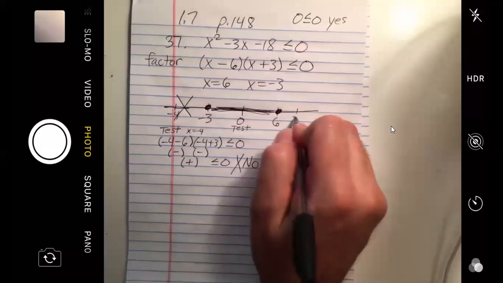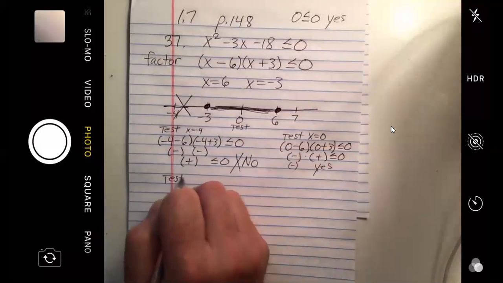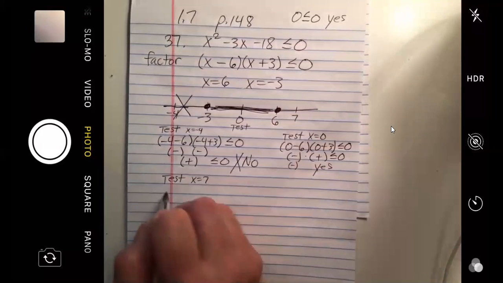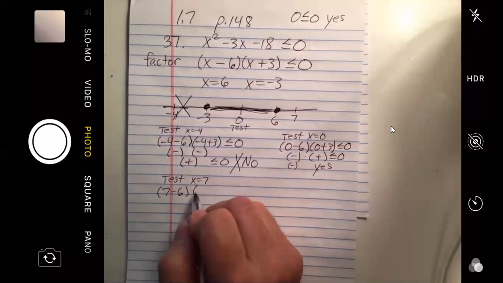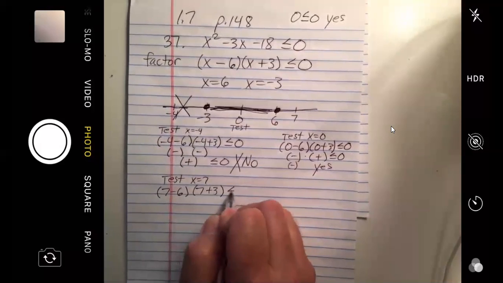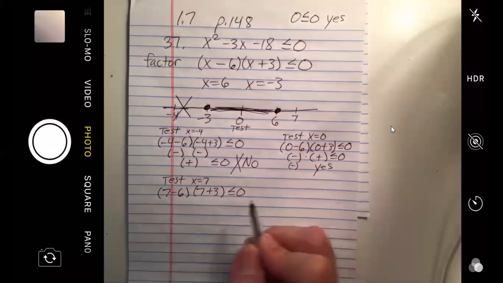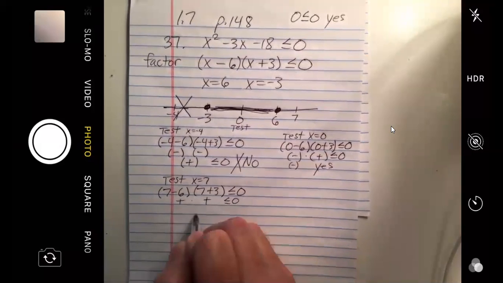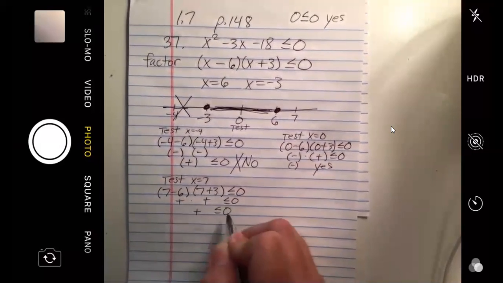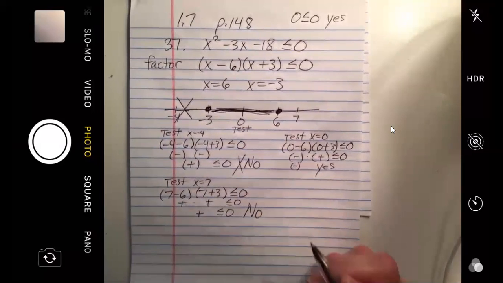Try 7. 7 minus 6, 7 add 3, less than or equal to 0. Positive times positive. That means positive less than or equal to 0. No.